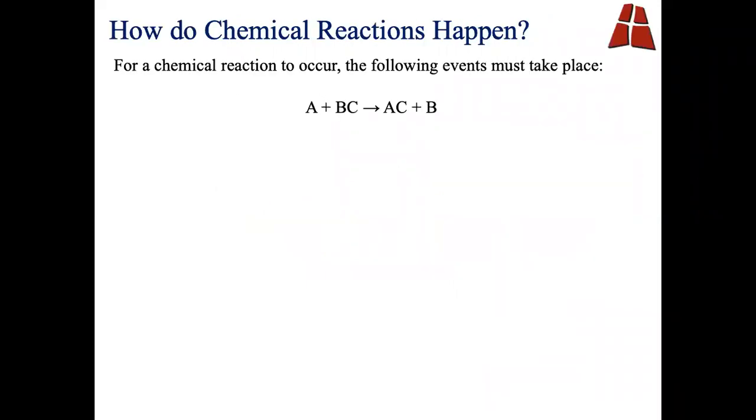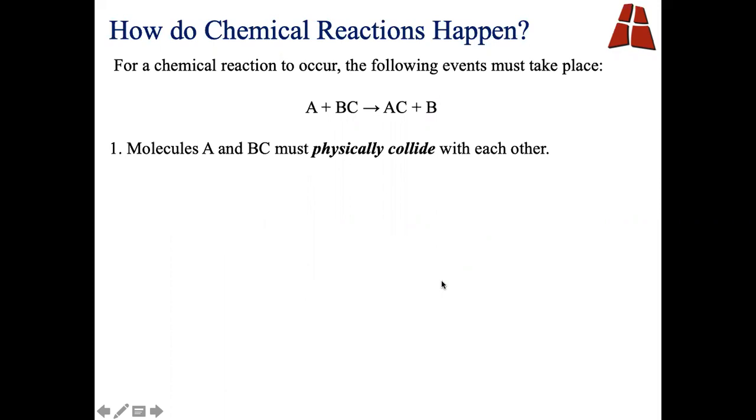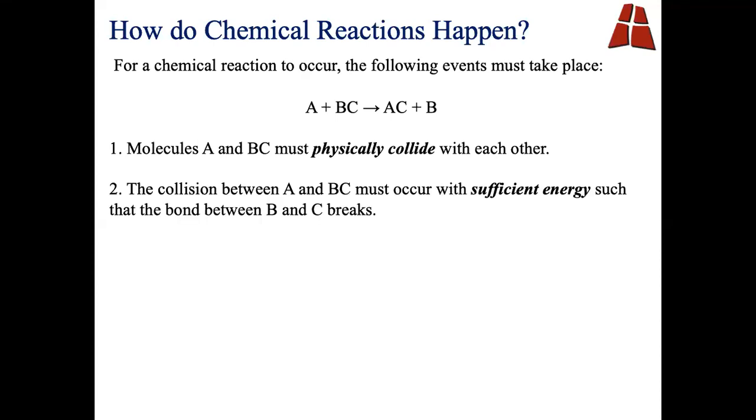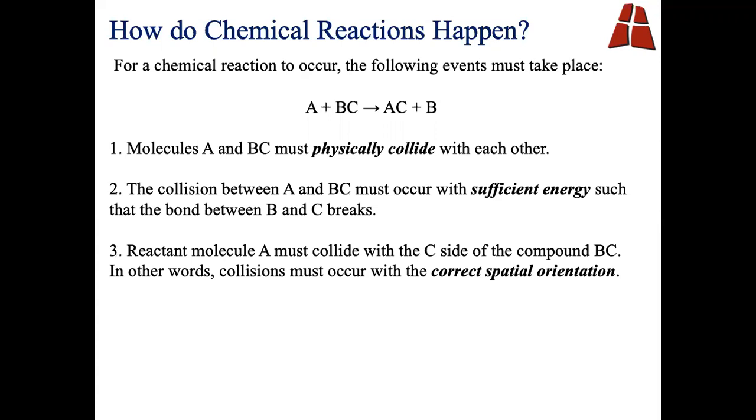And so for a chemical reaction to occur, we essentially have three things that need to happen. First of these is that the molecules must physically collide. This hopefully is obvious, that we can't have a chemical reaction unless they actually touch. The collision between the two species, in our example here, A and BC, must occur with sufficient energy such that the bond between B and C breaks. So there must be sufficient energy.